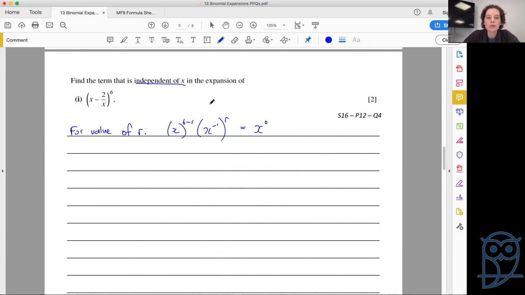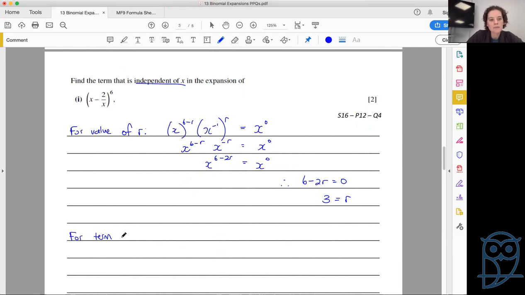Now we work through our nice exponent laws again. x to the 6 minus r, times x to the minus r, equals x to the naught. So x to the 6 minus 2r equals x to the naught. Therefore, 6 minus 2r equals naught, r equals 3. Now we are ready for that term independent of x.